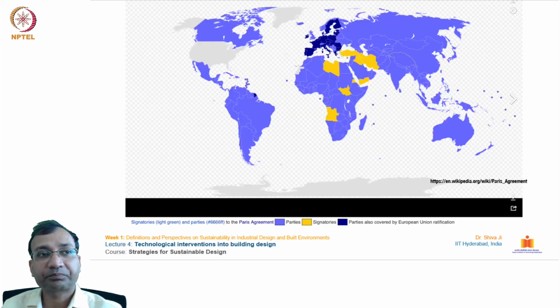Further, we can see over here the signatory countries, the parties who have signed the Paris Agreement. The parties are given in this blue-purple color. You can see over here, so these many countries have actually signed. Signatories are shown in yellow, and the parties also covered by the European Union ratifications are given over here. And the countries who have not signed, for example, here you see the United States of America, who is the biggest emitter over the recent century, has actually not signed on to this Paris Agreement.